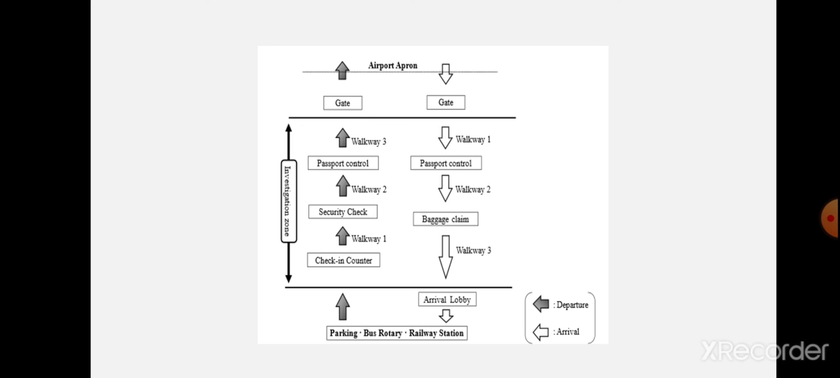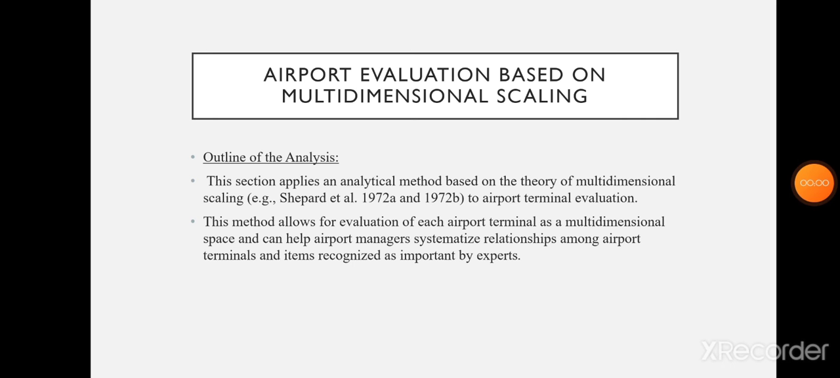Here in this diagram it shows the investigation zone in each airport terminal. Here table 1 is departure and table 2 is arrival, listing the surveyed airport terminals. Here a departure terminal is considered from the check-in counter to the gate, and the arrival terminal is from the gate to the arrival lobby.